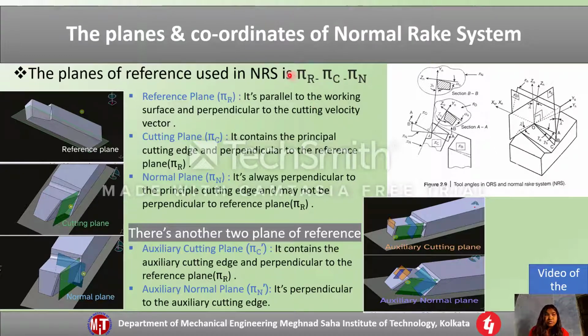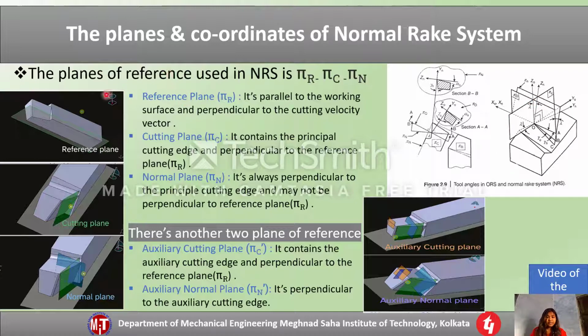First, we will go for the coordinate systems. Here, as you can see in this picture, this is our xn and this is our yn. Yn is actually the principal cutting edge, and this is our zn, and zn is perpendicular to both xn and yn.